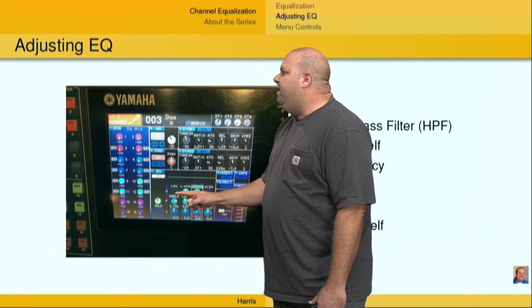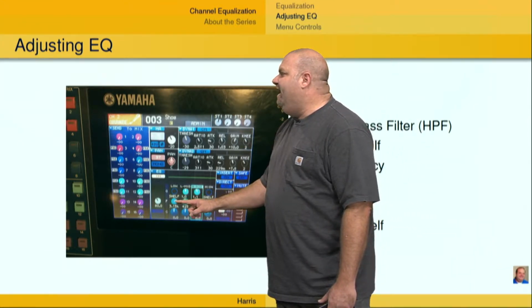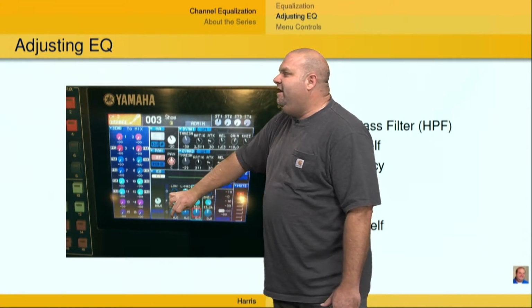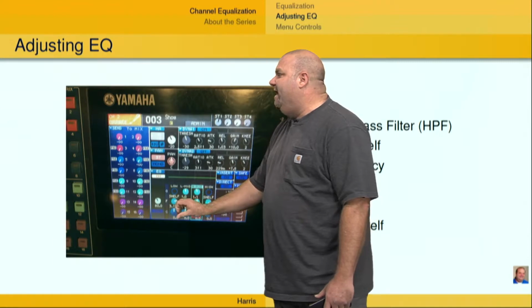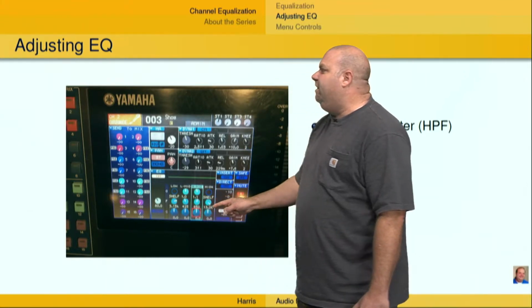Now we also have the shelf filters. There's a low shelf and a high shelf. We've got the frequency right here, and then we've got the gain right here. We would attenuate this if we went counterclockwise, or we would amplify it if we went clockwise. And then we have the actual frequency here for that shelf filter.